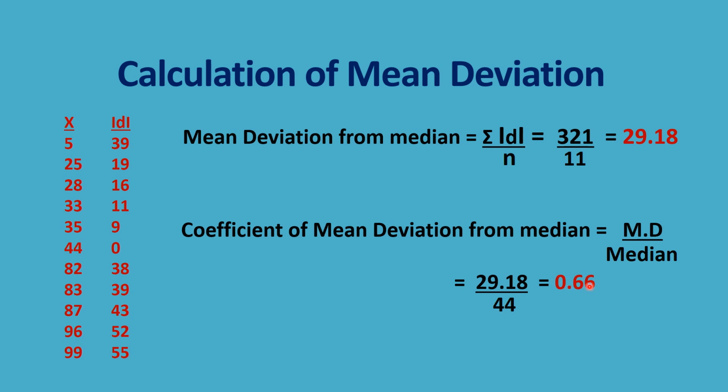Suppose if we had calculated this with the mean, we had calculated the deviations from the mean value, then here we would have taken mean. Or if we had calculated it from mode, then mean deviation divided by mode while calculating the coefficient.